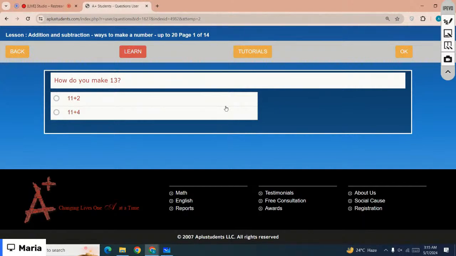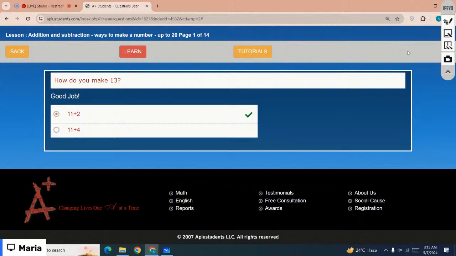You are given two of the options, right? You have to check which one makes 13. Yes, that is option number 1, because 11 plus 2 makes 13, right? 11 plus 4 is not 13. So option number 1 is the correct option.